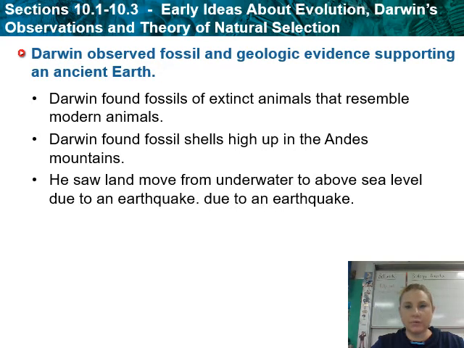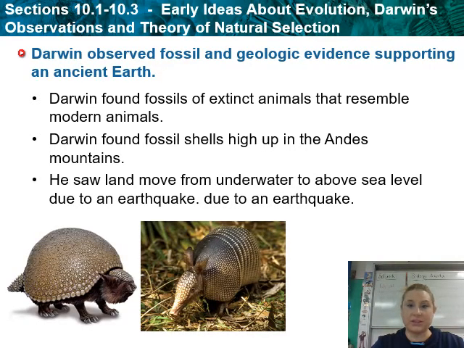Now, when Darwin was making his observations, he found fossils as well. And these fossils actually were extinct animals that resembled modern day animals. He also found fossils where he shouldn't find fossils, like at the top of mountains, he would find shells. And he's like, what? There's no water here. How did these get up here? And one thing Darwin did see is during an earthquake, he saw land actually move up over the water. And so he said, the earth does not stay the same. It changes over time. And I think these animals are also changing over time.